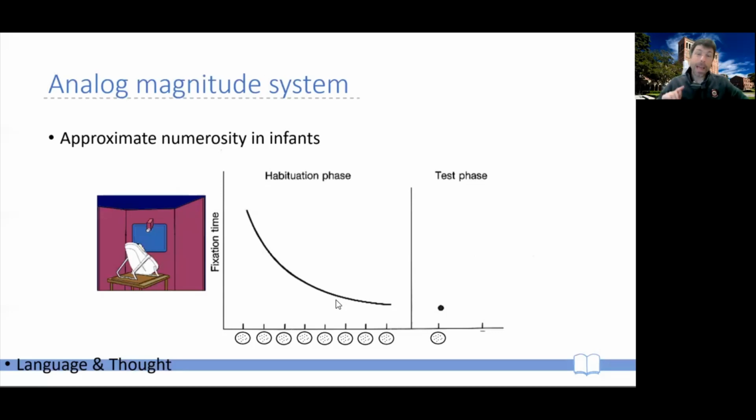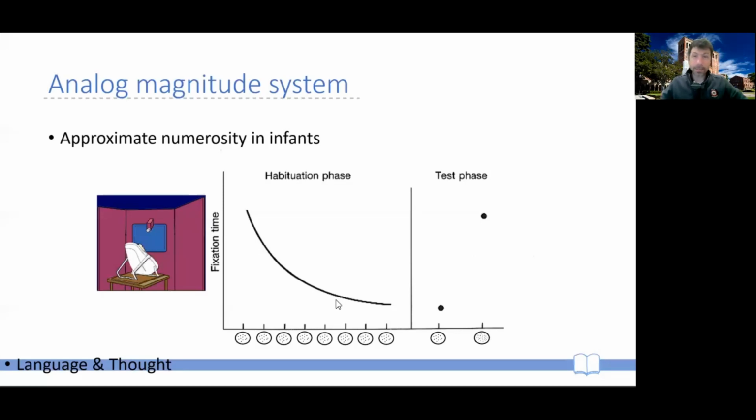However, if you now show them a different numerosity, or rather something that they might recognize as different, maybe you were showing 8 dots on a wall and now you show 16, suddenly the infant perks up and looks at the screen again, which makes us think that the infant recognized that this is a different numerosity. Again, it's not about the precise number, but overall there's a sense that this numerosity is different.